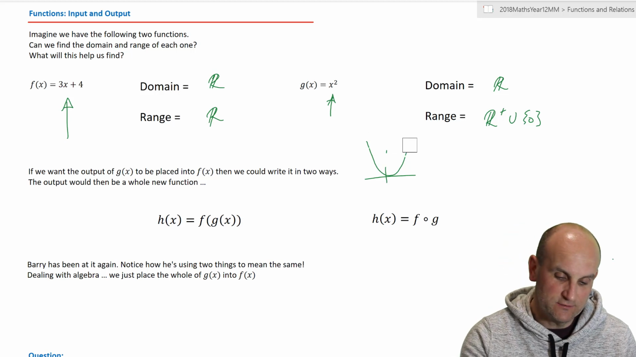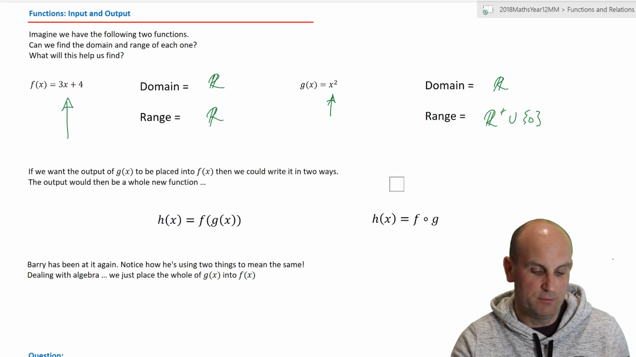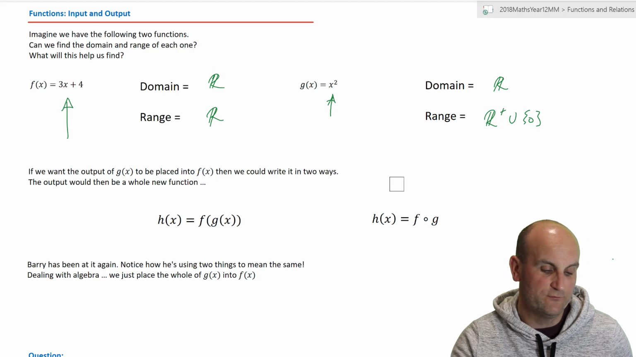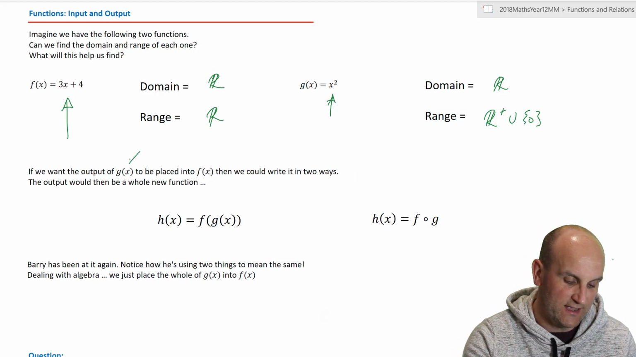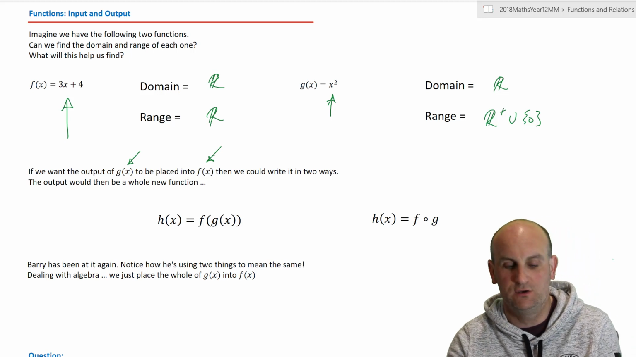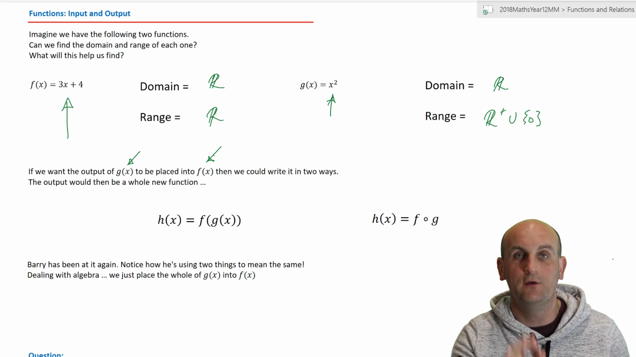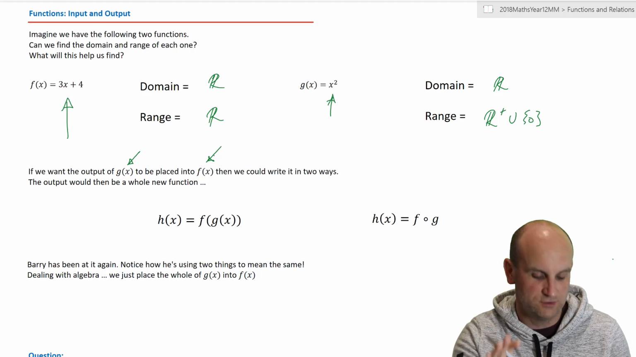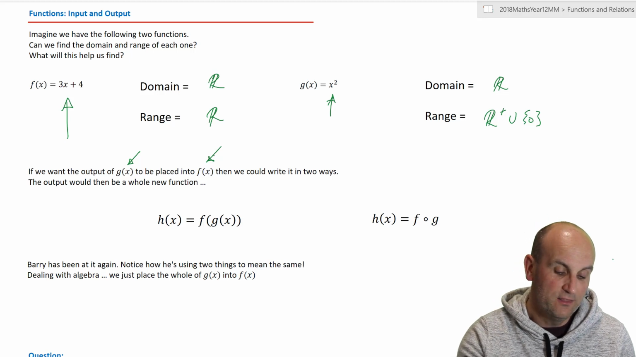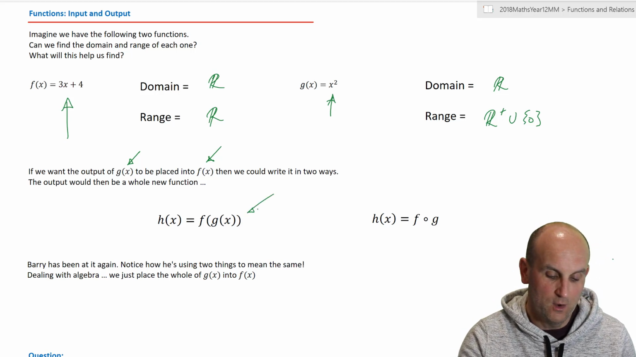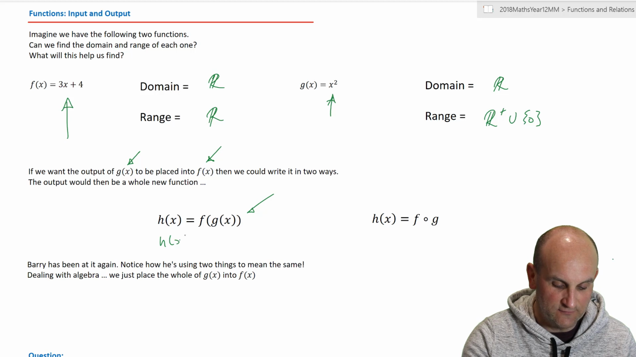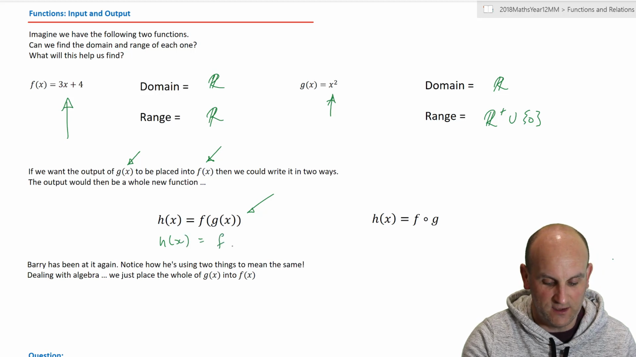So finding domains and ranges are actually going to become critically important. But what we're now saying is, if we wanted the output of g of x to be placed into f of x, we can write it in two different ways. This is where we get to this fog and gof stuff, trust me. And the notation in maths is important. You're going to say, why would I want to put them inside each other? Chill. So this is one way of doing it, where we say a new function, and they've defined it of h as x, is equal to the function of g of x.